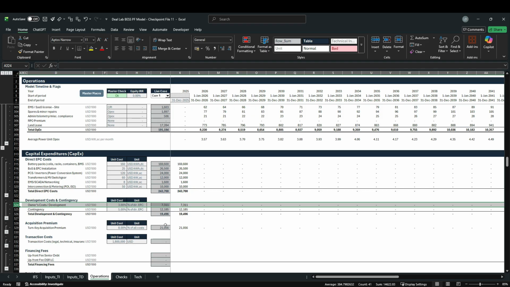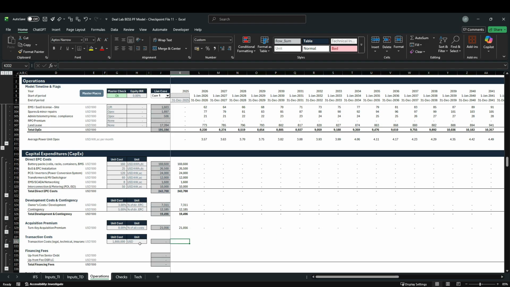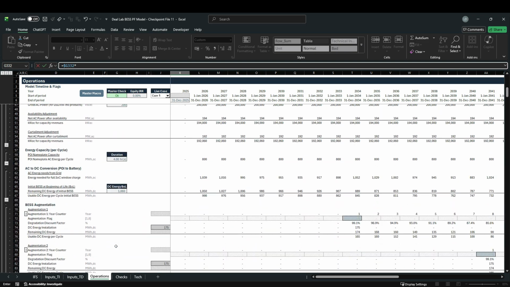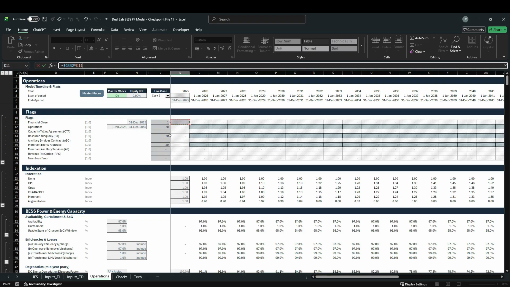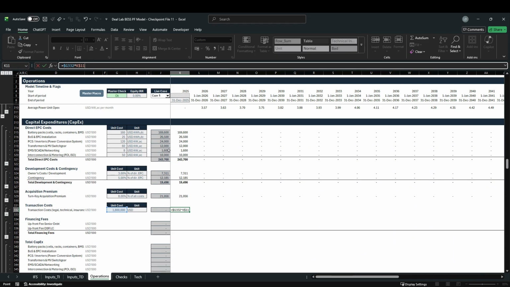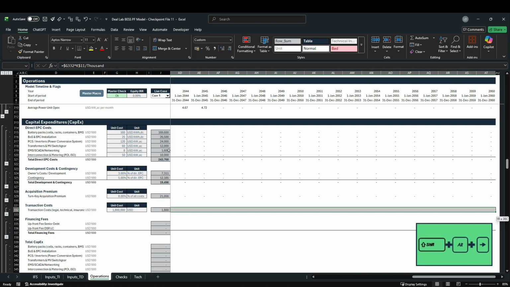Then the last thing we will pick up are diverse transaction costs, such as legal, technical, and insurance due diligence, and advisory services. So this is going to be $1.8 million US. So we just pick up the 1.8 million, hit F4 1, 2, 3 times. Let's also multiply this with our financial close flag further up here. Hit F4 1, 2 times. And since the input was given in US dollars, what we will do is divide this by 1,000. So divide by 1,000, hit enter, drag this one over, Control R.